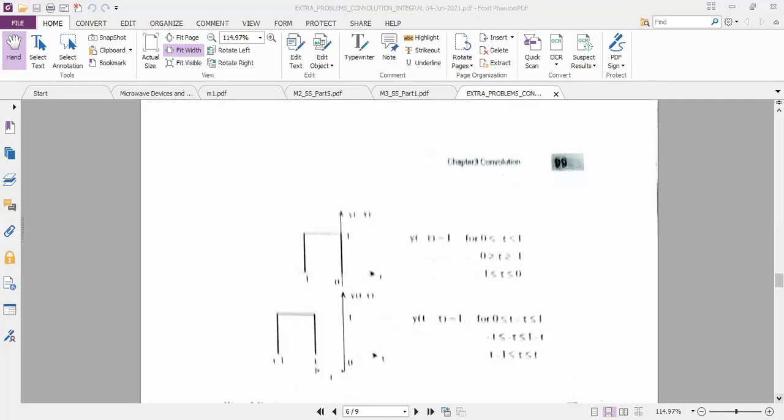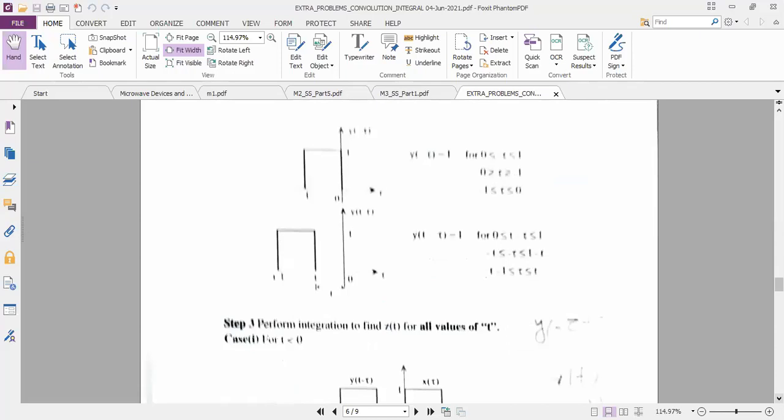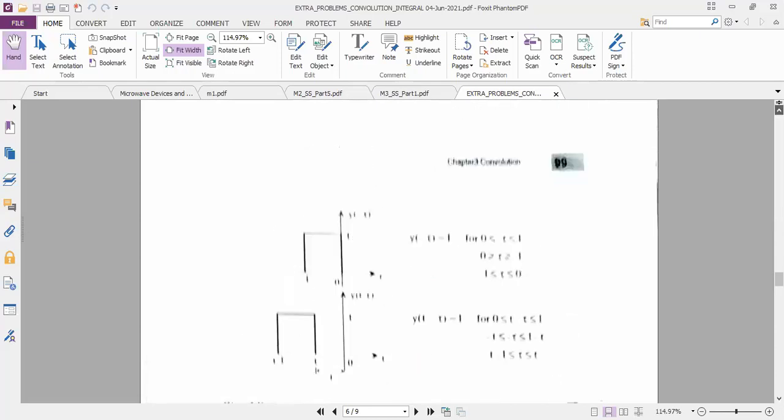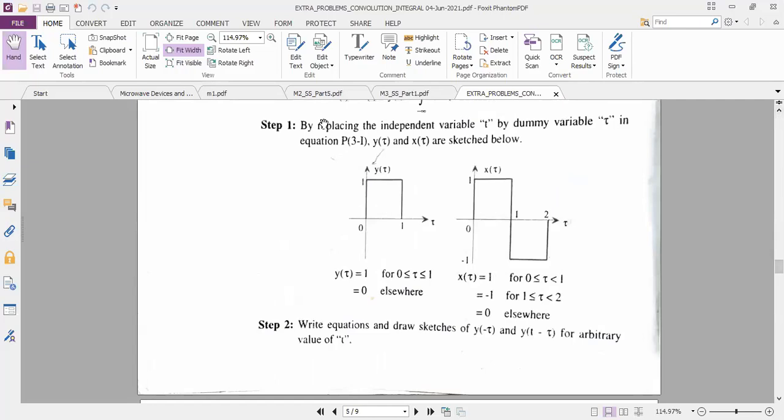Next, when we compare the two inputs, the first input is starting at 0. That means x of tau is starting at 0. And my y of t minus tau is starting at 0 plus t. I will just show that 0 plus t here so that you will understand the condition. So it is 0 plus t, and here it is t minus 1. So this is your y of t minus tau.